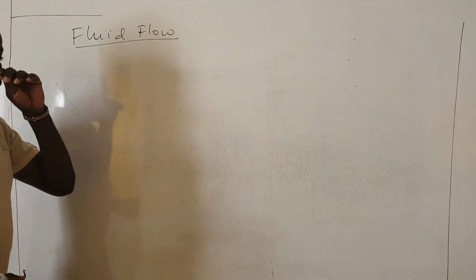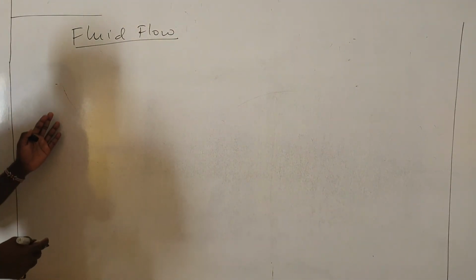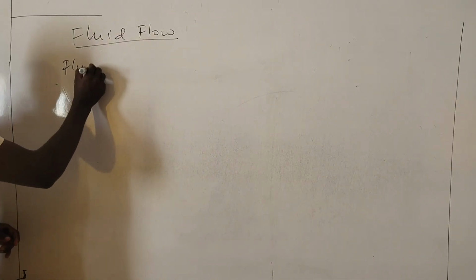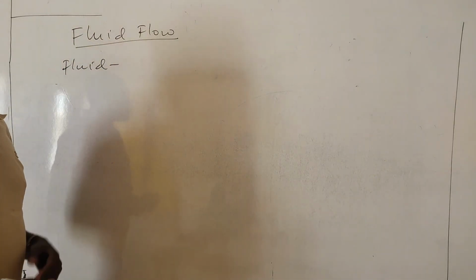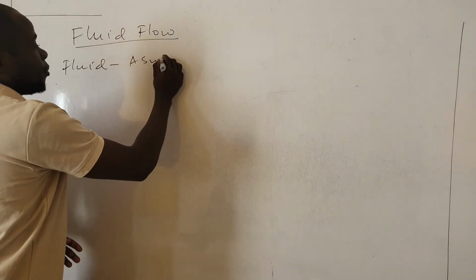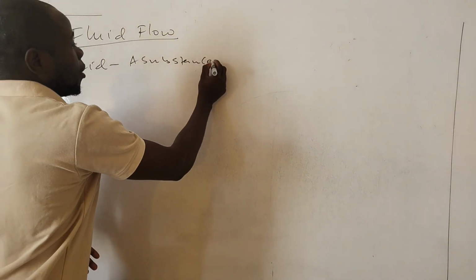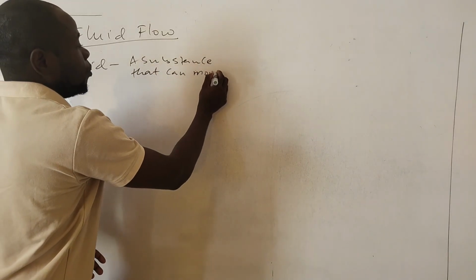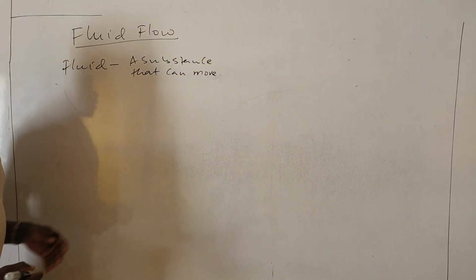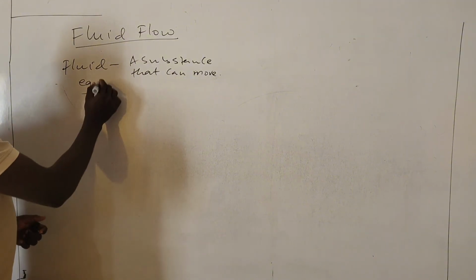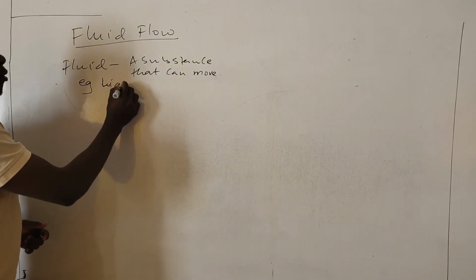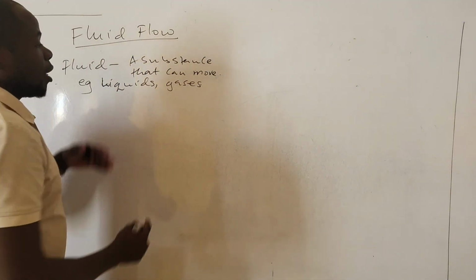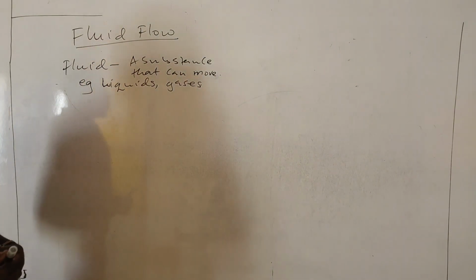So the topic is fluid flow. And the first thing that we need to understand is what is a fluid. By definition, a fluid is just a substance that can move. And which are these substances that can move? E.g., we have liquids, we have gases. These are fluids that can move.